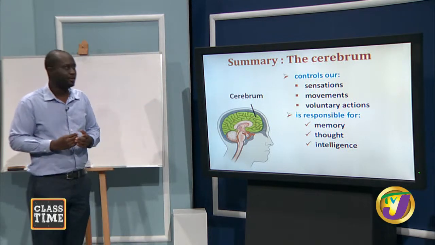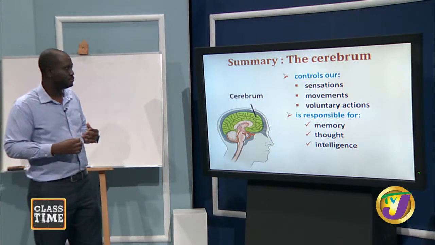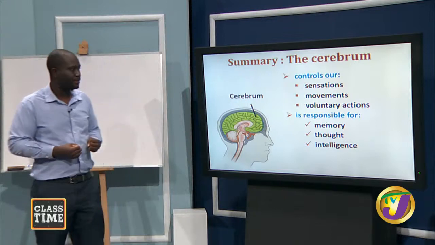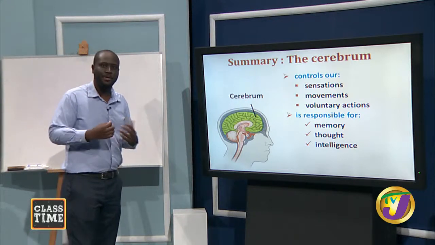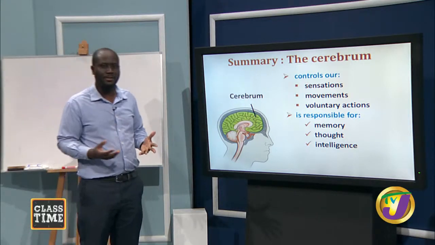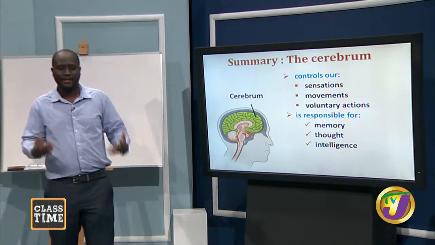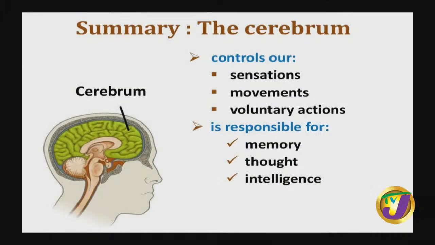Now, the function of the cerebrum: sensation, movement, voluntary action, and it is responsible for memory, intelligence, thought. So you can understand and appreciate why we humans have a large cerebrum as opposed to all the other animals, because we need a lot of thought process, intelligence, and so forth.